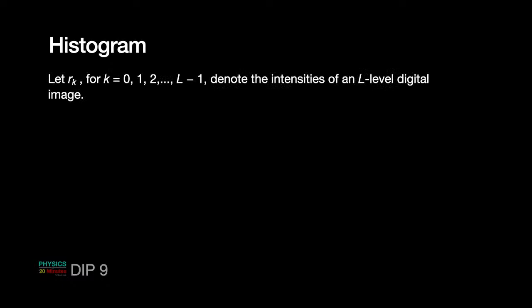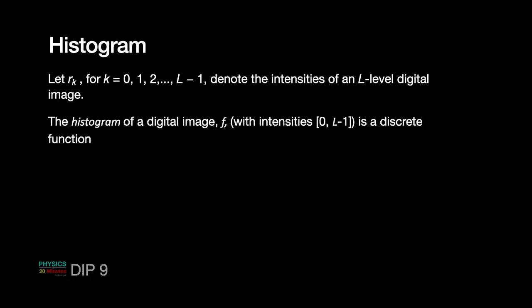So what exactly is a histogram of an image? Let's try to understand that. So let's say that r_k, for k value 0 to L minus 1, denote the intensities of an L level digital image. So if you have, for example, a 256 level image, then r_k represents any of those input values. Remember, we have used the same terminology even earlier. So r_0 is the darkest one and r_(L-1) is the brightest one.